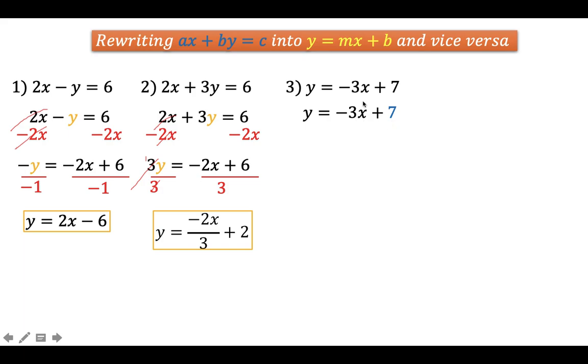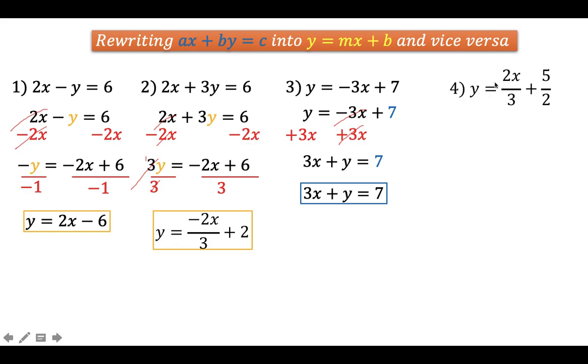So we are going to eliminate this negative 3x, and to do that we will just add 3x to both sides, so that negative 3x plus 3x becomes 0, and 0 plus 7 is left here. Then write down 3x first, followed by the y. That is how our ax plus by equals c is written, and this will be our answer.